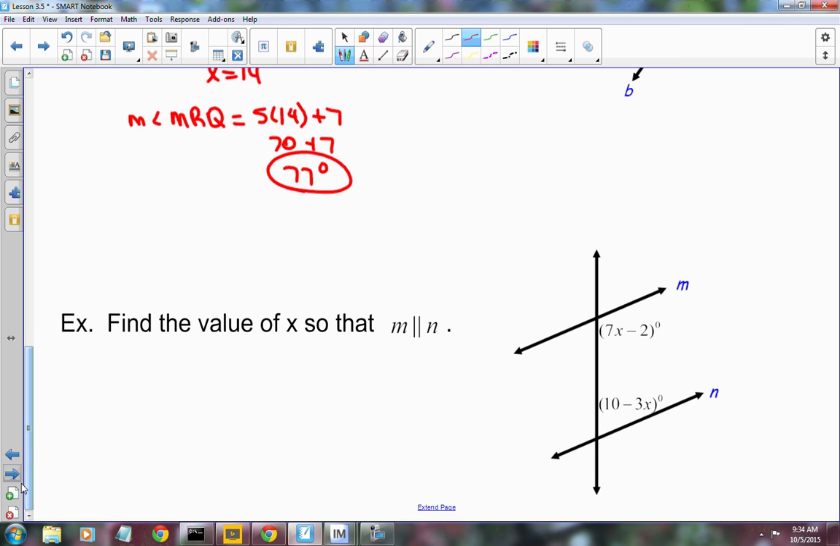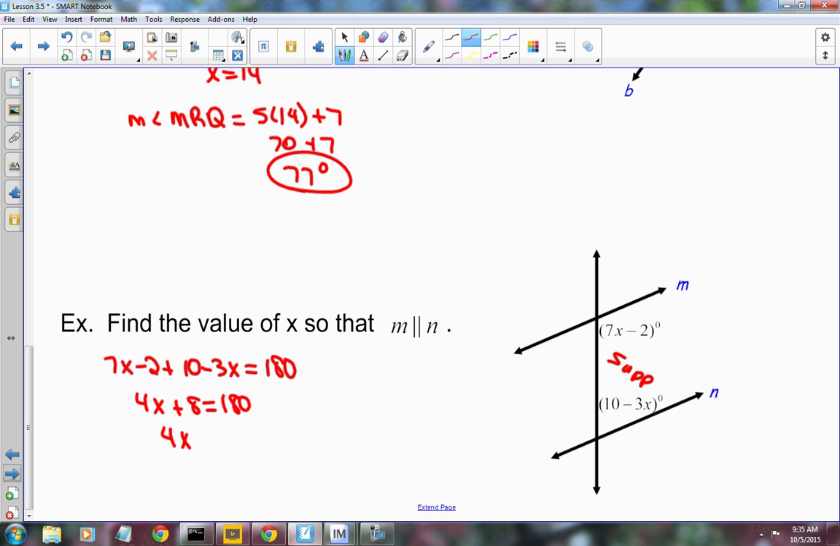Okay. All right, what's going to happen here? It says find the value of x so that m is parallel to n. What's going to happen with these two angles in order for those lines to be parallel? Okay, these are going to have to be supplementary, aren't they? Okay, so I'm going to have to add 7x minus 2 plus 10 minus 3x, and that is going to have to be equal to 180. So it ends up being 4x plus 8 equals 180.